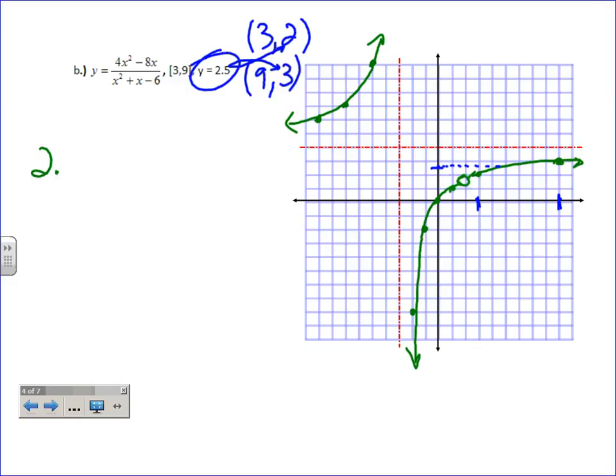So, put 2.5 in for y. How are you going to solve that? Now we're working on your algebra skills. What does it say? 4x cubed minus 8x divided by x squared plus x minus 6. Long division? No, I would not do long division on that one.